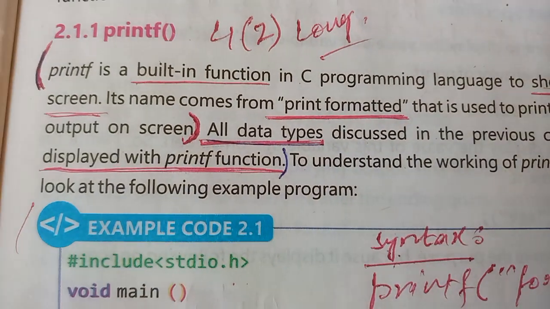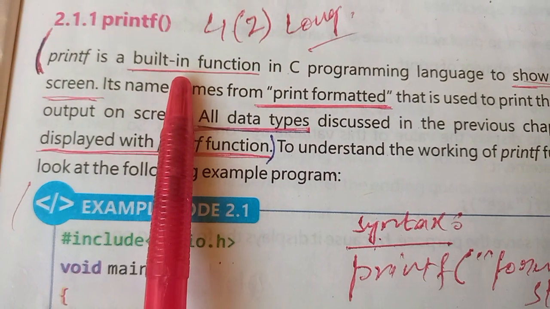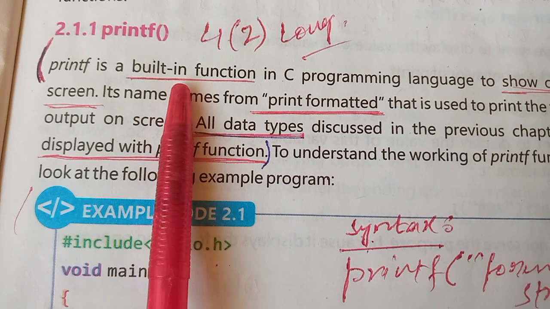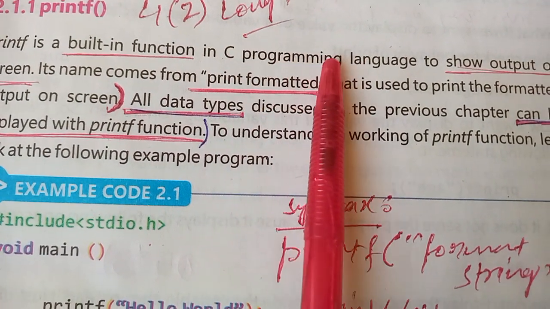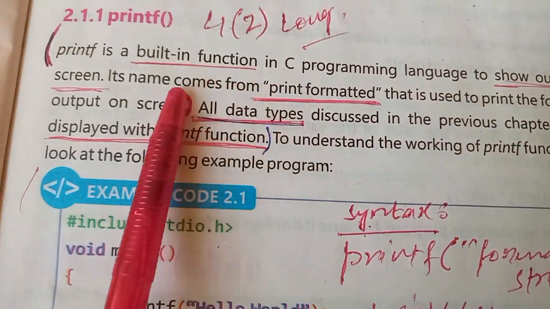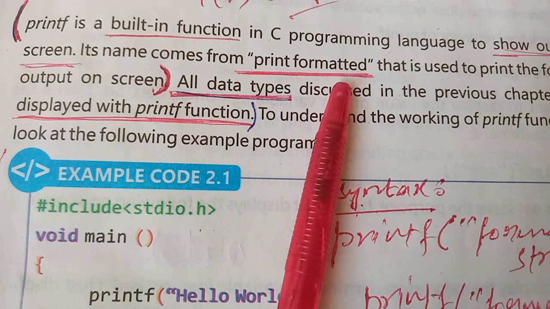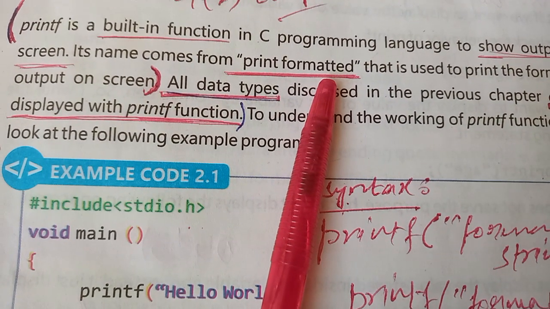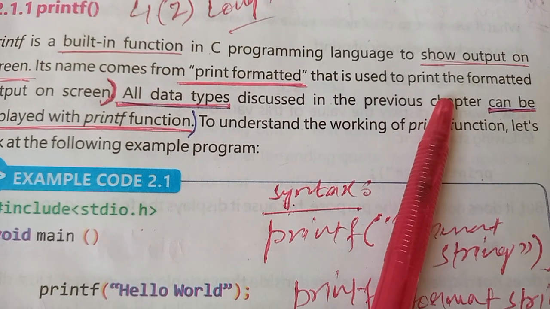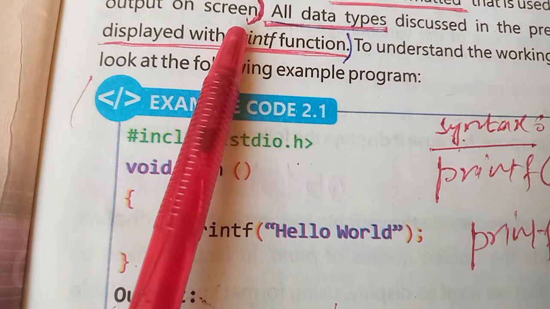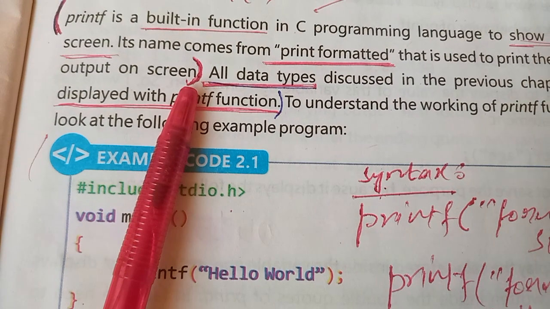What is the printf function? Printf is a built-in function in C language. What do you mean by built-in? Already available. The user does not need to write this function. Printf is a built-in function in the C programming language to show output on screen. Its name comes from print formatted. This line is an MCQ and it can be asked in the paper. That is used to print the formatted output on screen. You can use any data type with the printf function.